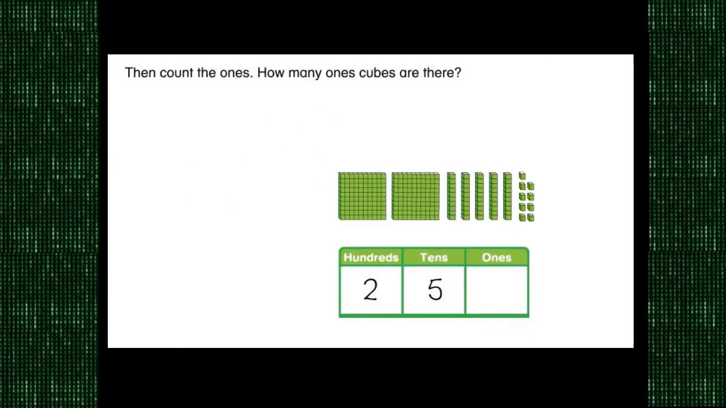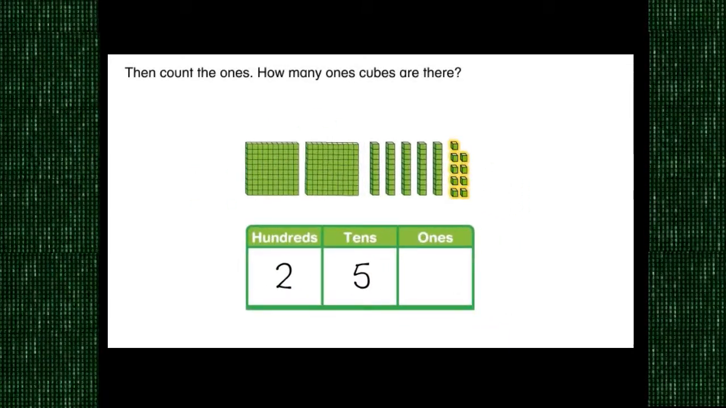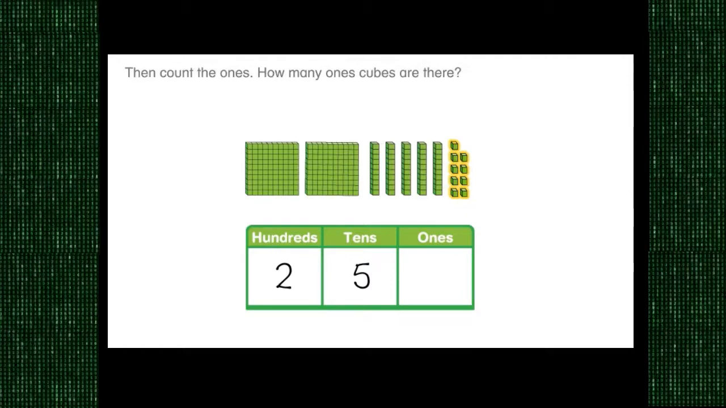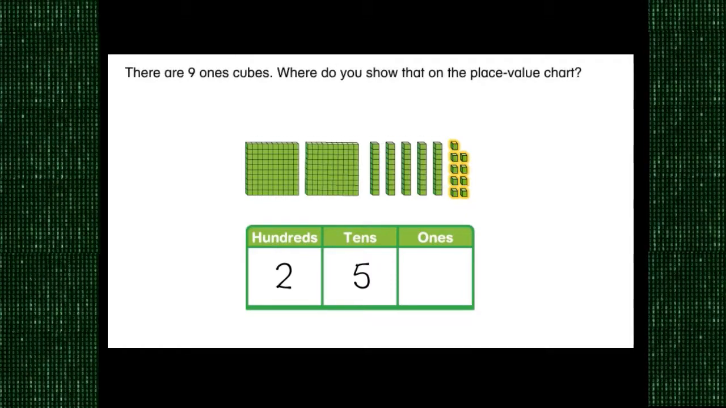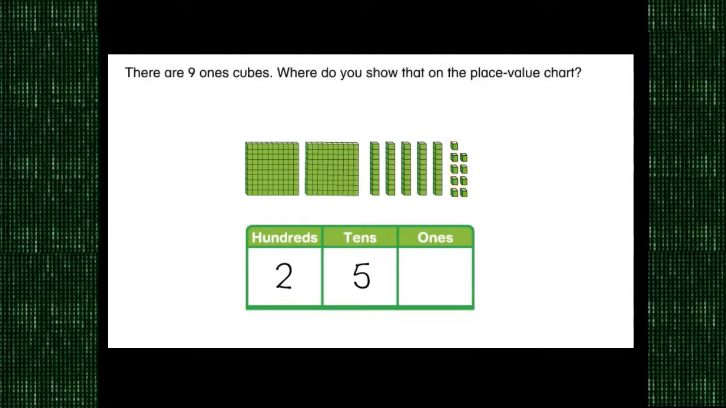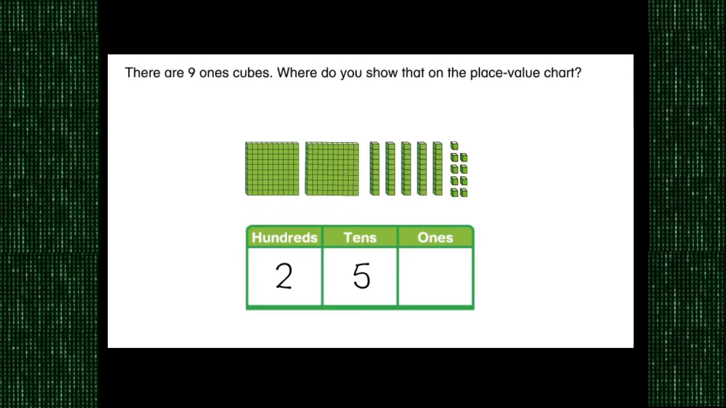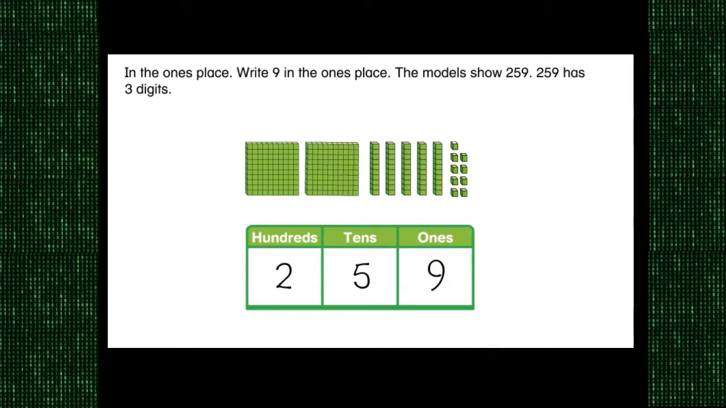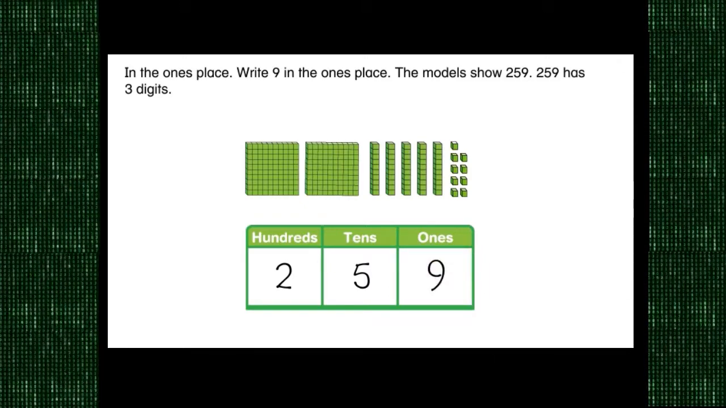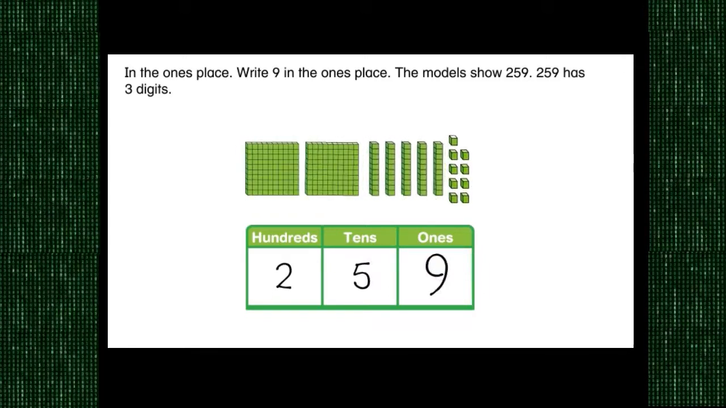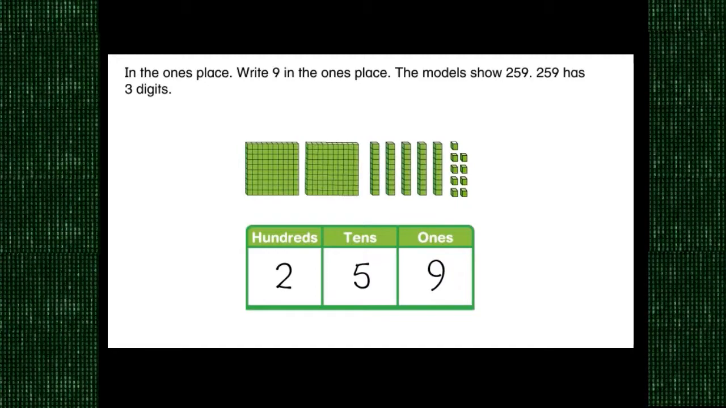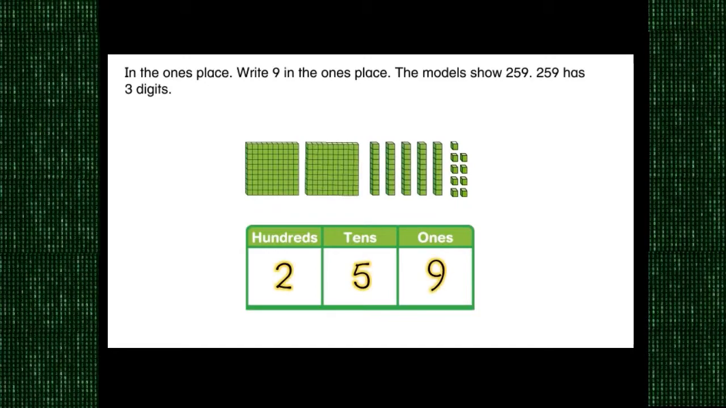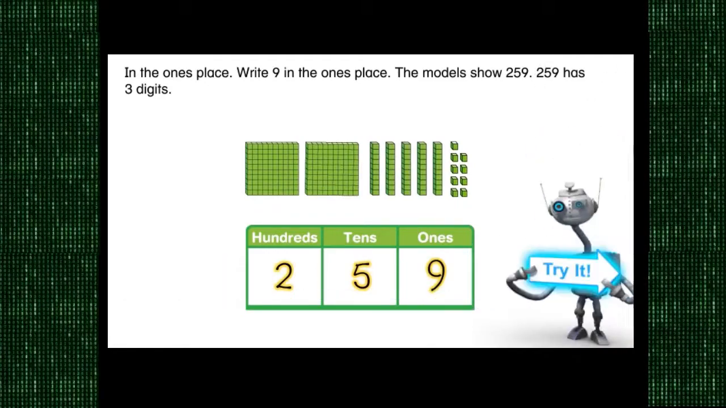Then count the ones. How many ones cubes are there? There are 9 ones cubes. Where do you show that on the place value chart? In the ones place. Write 9 in the ones place. The models show 259. 259 has 3 digits.